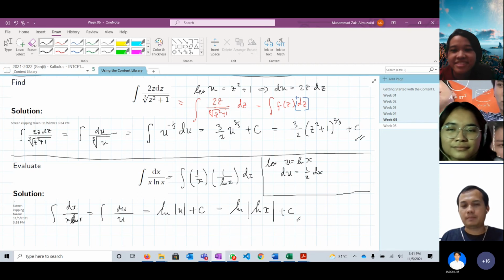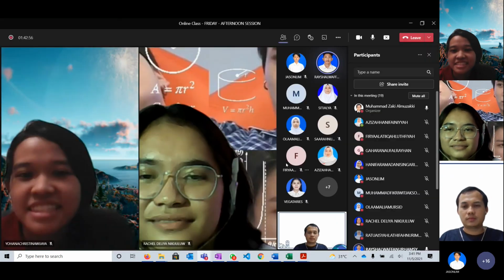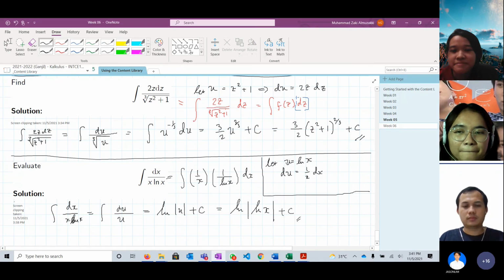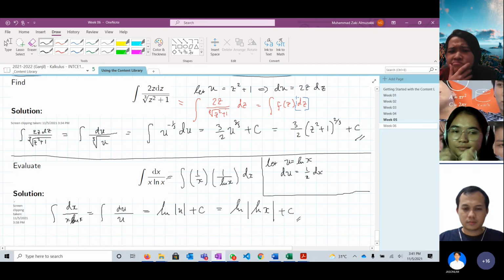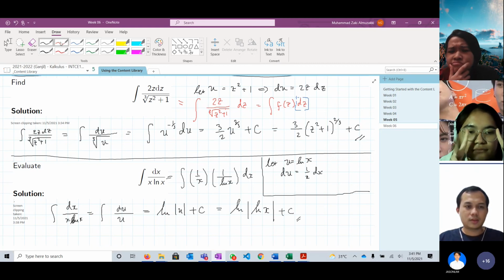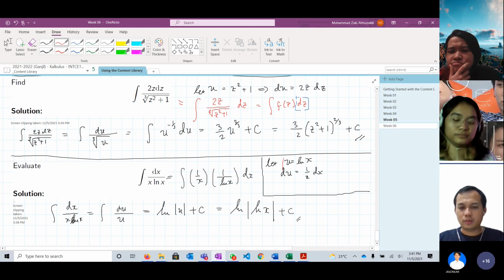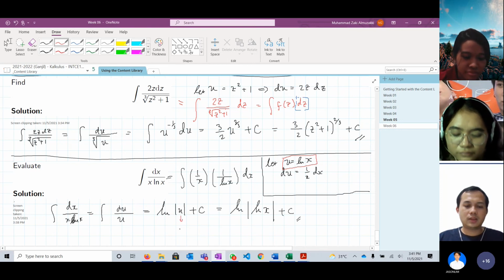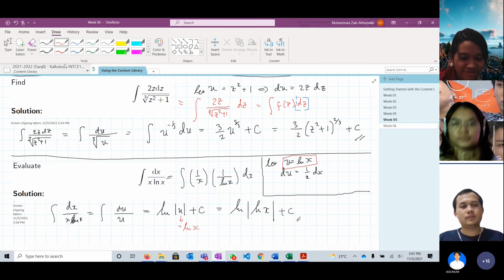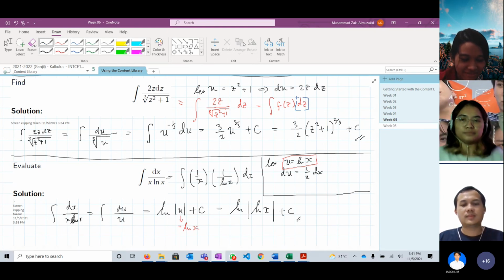Sir, it originally was the absolute value of x, so why did it become ln x, from the previous dx over x ln x? You see here, we let u be equal to ln x. So here ln u. This part is equal to ln x. Oh, that is u. I thought it was x.